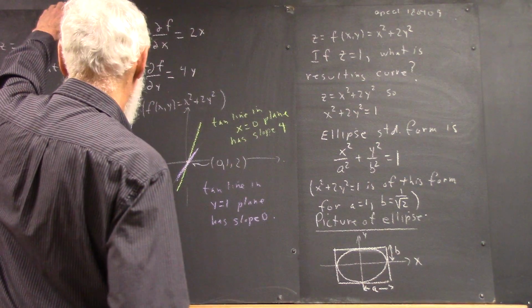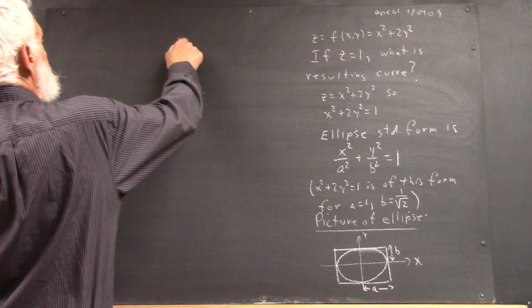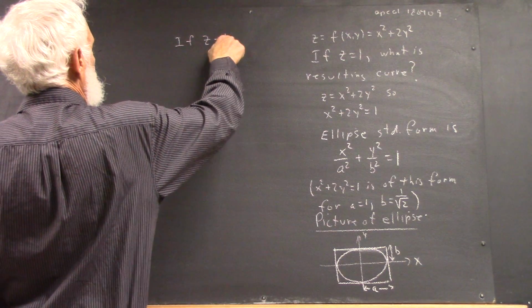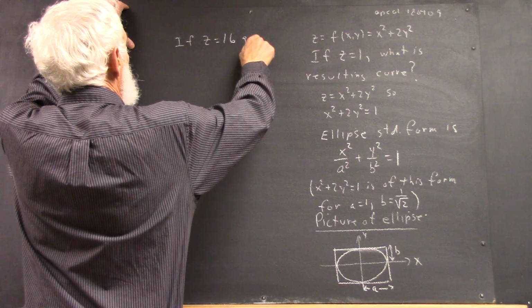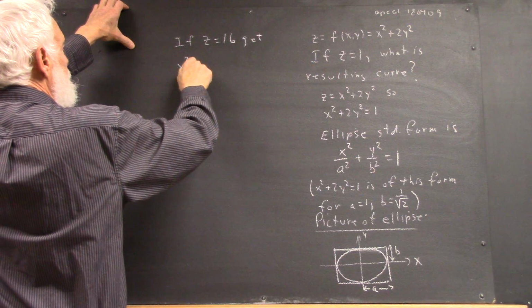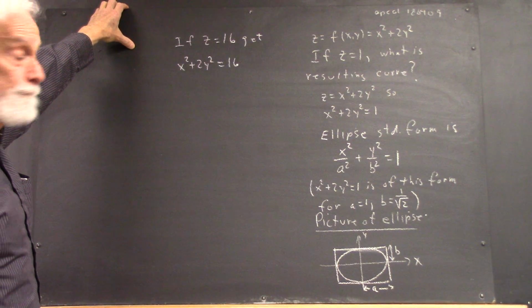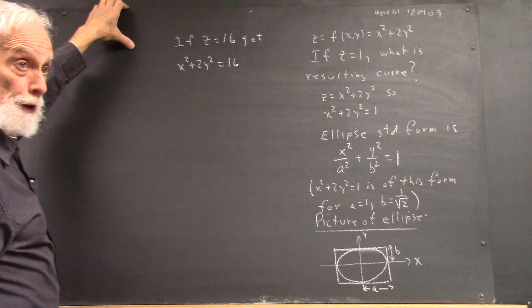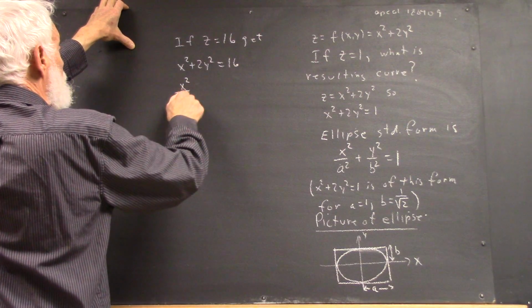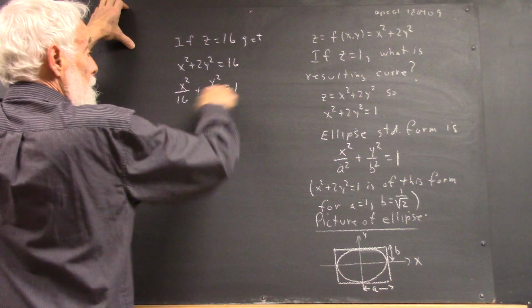So let's quickly, we're kind of out of time, look at the ellipse you got. I mentioned z equals 16, so we'll do z equals 16. We get x squared plus 2y squared equals 16. Well, we put this into the standard form. We're going to have to divide both sides by 16. You get x squared over 16 plus y squared over 8 equals 1, right?